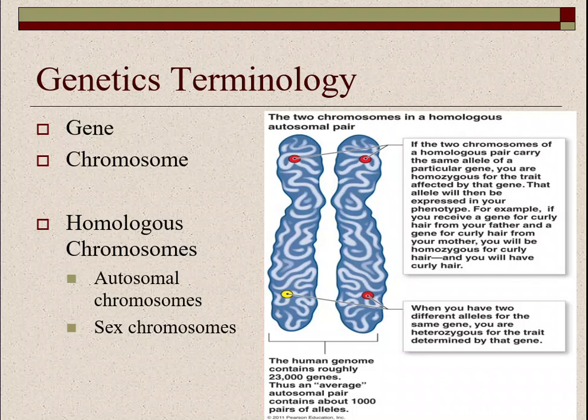Homologous chromosomes carry the same gene, let's put it that way. Although they carry the same gene, they may carry different versions of the same gene. What am I trying to say? For example, the gene for eye color, I inherited the gene for eye color from my mom and my dad. But I am carrying two versions of the gene.